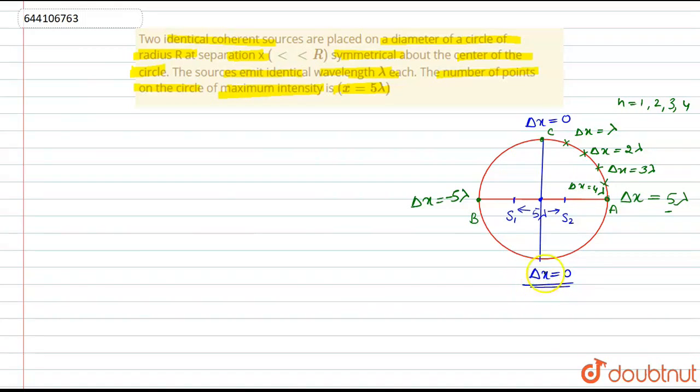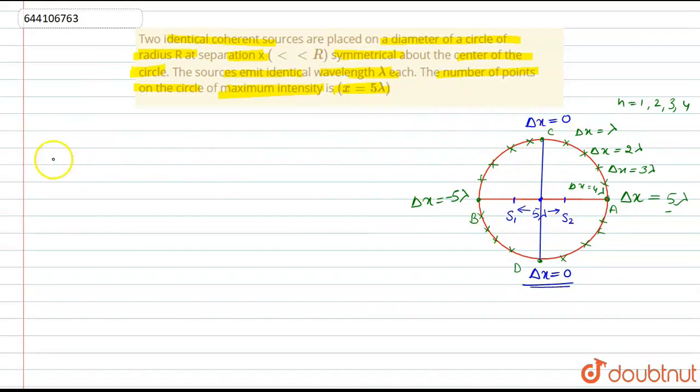Similarly, from this point, let this point be point D, from D to A, we have again the 4 points, right? Similarly, from B to D, we have again 4 points, and from B to C, again we have 4 maxima.